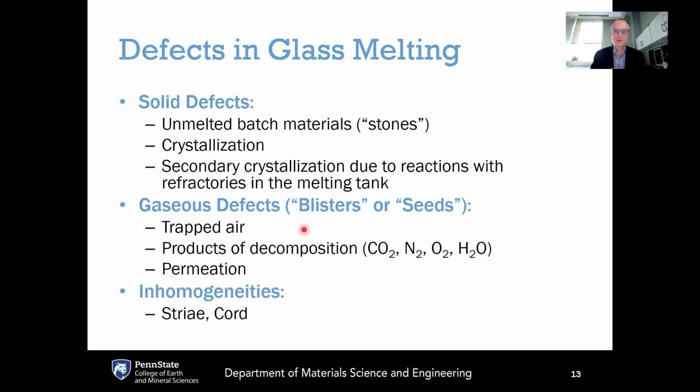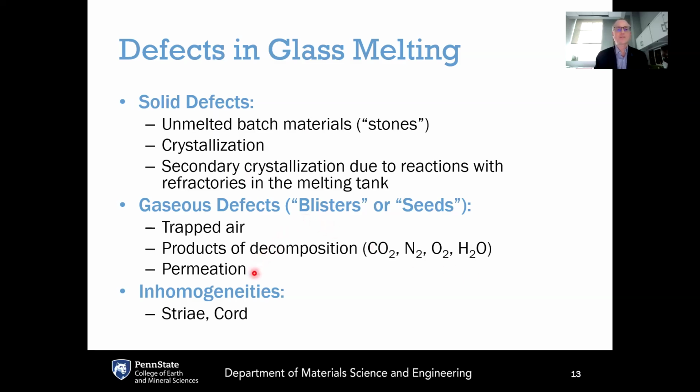These are bubbles that you may have in your final glass product. They are called blisters if they're relatively large bubbles, or seeds if they're relatively small bubbles. These can be the result of trapped air. They can be the result of products of decomposition that get trapped, for example, carbon dioxide coming from carbonates that doesn't fully evolve out of the molten glass. It can be nitrogen gas or oxygen gas from nitrates. It can be water from hydrated batch materials.